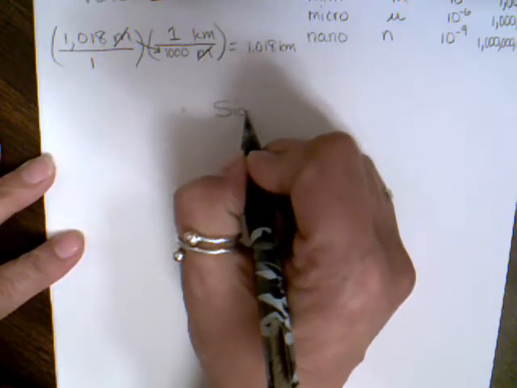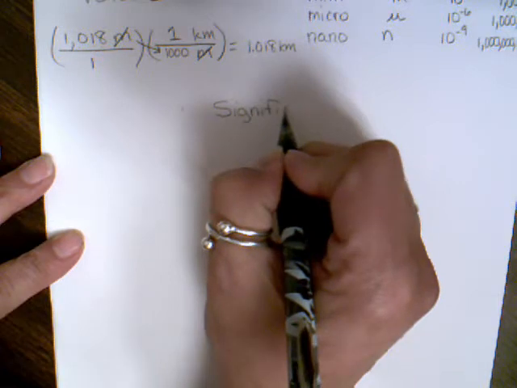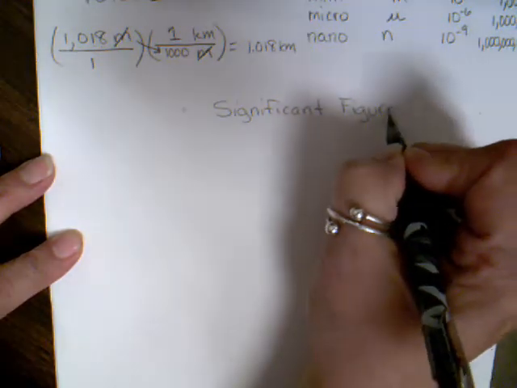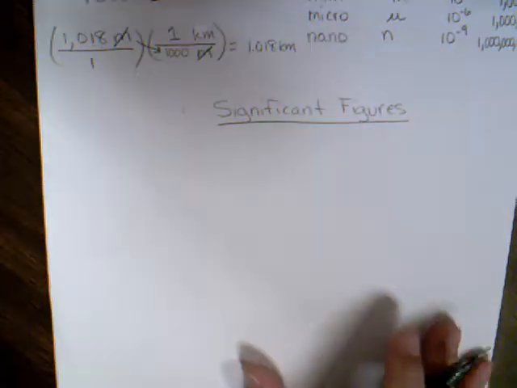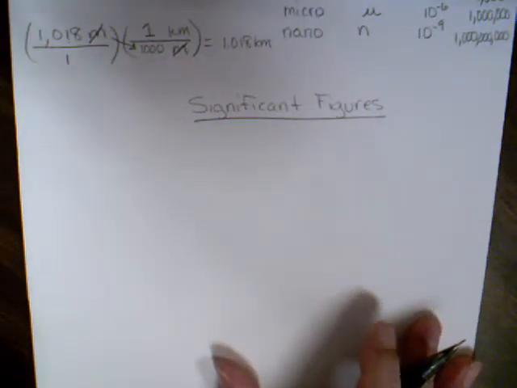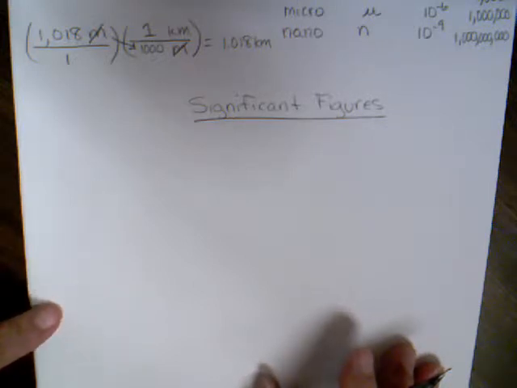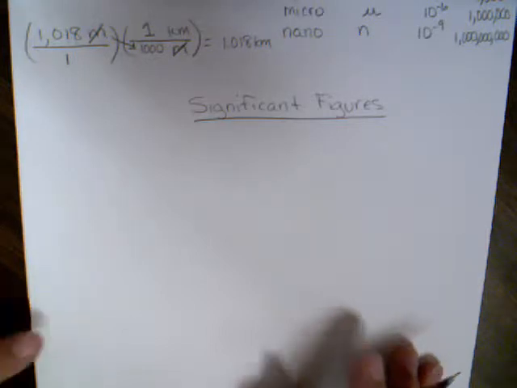I'm going to move on to significant figures. On the AP test, you will need to use significant figures. You are allowed an error of 1 significant figure either way. You can either have 1 number greater than the amount of sig figs you should have had, or you can have one number less than the amount of sig figs you should have had.